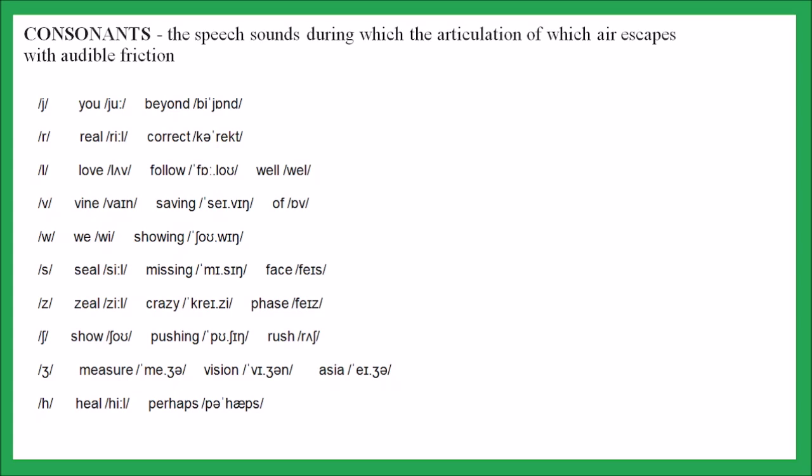So the next sound W is pronounced with a closed lip. Both of your lips are together. So you start from that position where both of your lips are touching each other. The teeth have no play there. W as in we, weather, were, showing. The difference is V as in wine and W as in we. Y, R, L, V, W. Then comes S, as in seal.